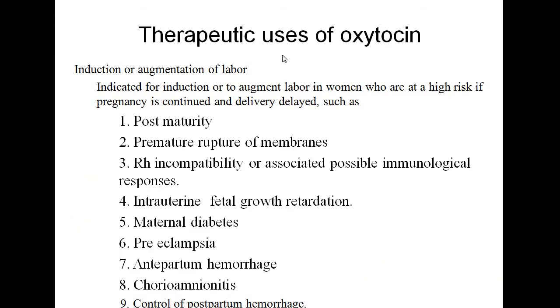Coming to the therapeutic uses of oxytocin: induction or augmentation of labor. This is indicated for women who are at high risk if pregnancy is continued and delivery is delayed. Some of the indications include post-maturity, premature rupture of membranes, Rh incompatibility, intrauterine fetal growth retardation, maternal diabetes, preeclampsia, antepartum hemorrhage, chorioamnionitis, and along with ergometrin, it is used to control postpartum hemorrhage.